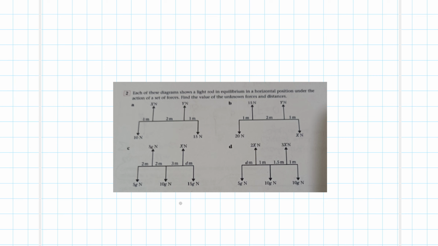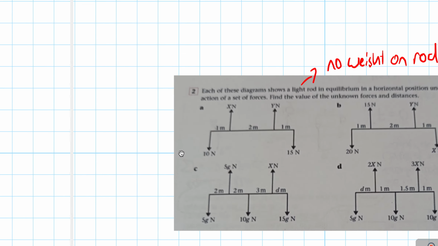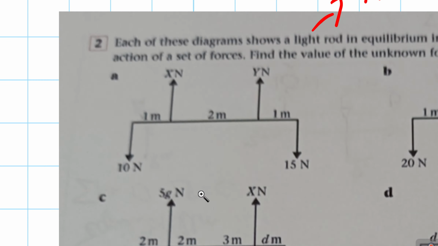Question 2, each of these diagrams shows a light rod in equilibrium in a horizontal position under the action of a set of forces. Find the value of the unknown forces and distances. If we assume it's a light rod, we're going to assume that there is no weight on the rod, so we don't have to worry about the weight. We're just going to focus upon the forces that are acting on it.